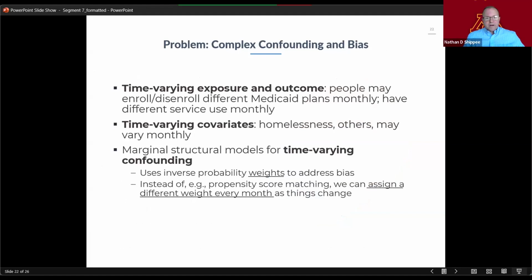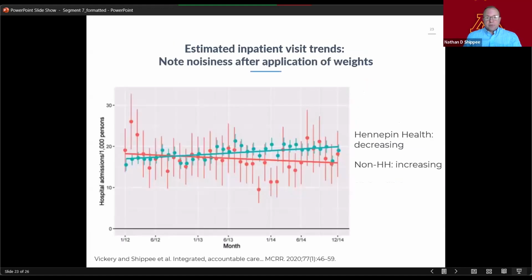We're running out of time. This was just an example of when you're looking at Medicaid. We think of it as a monthly kind of enrollment, and so this is an example that we don't have to get into, for the purposes of time. But long story short, we used what are called marginal structural models that use inverse probability weights, but they're time-varying inverse probability weights, and you end up with cool but noisy things like this.